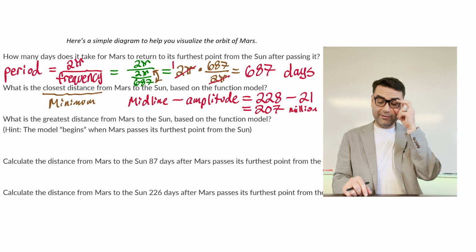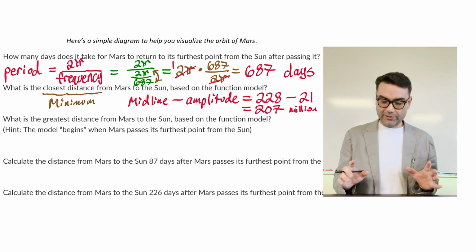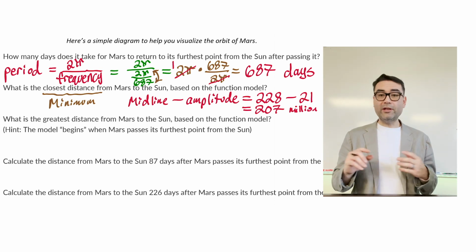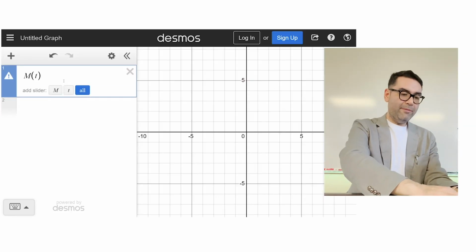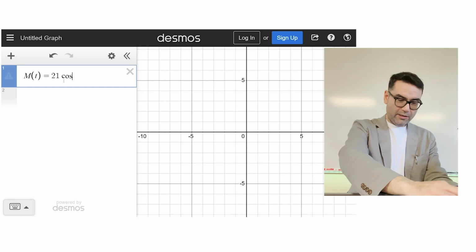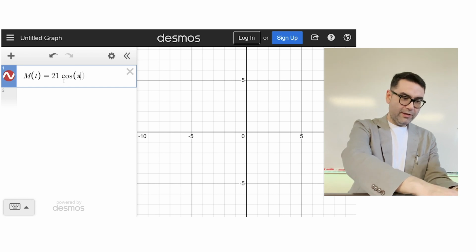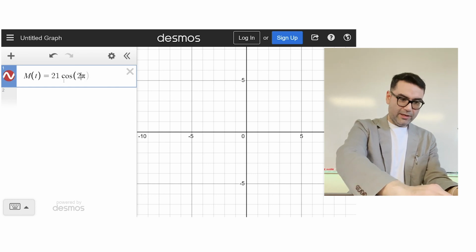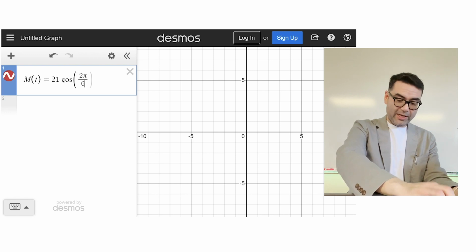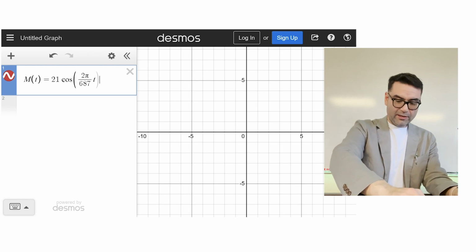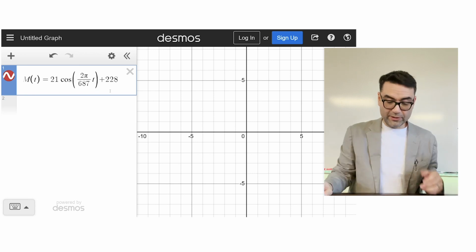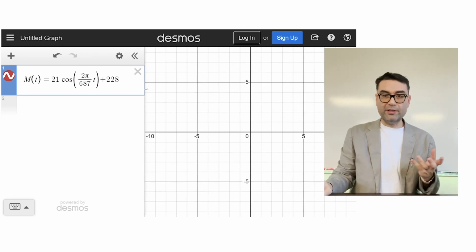Millions of kilometers. Now, to help this be a little more straightforward, a little more clear, we can look at a graph of this function. All right, so let me go ahead and type it in. We have M of t equals 21 cosine of 2 pi. Remember, for pi, you could just type pi, 687 t plus 228. As soon as I'm done typing the function, you'll notice we don't see the function on screen.